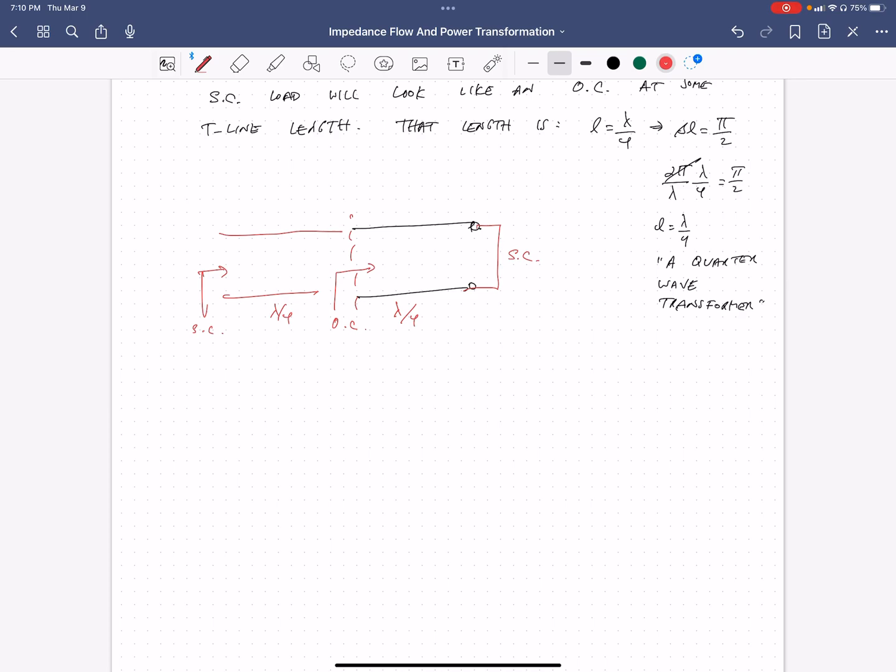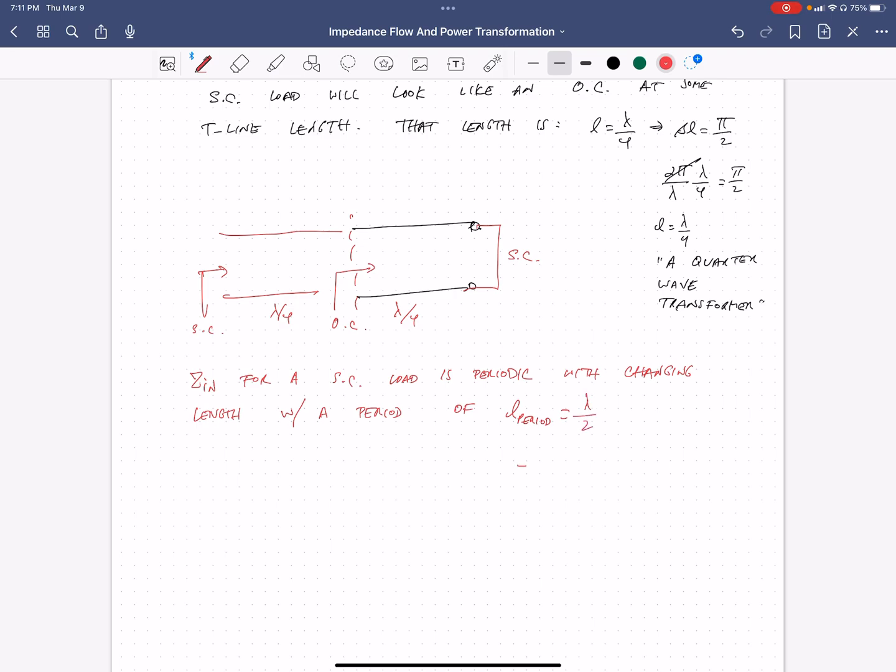So for a short circuit load, Zin is periodic with changing length, with a period of, if I call this L the length, lambda over 2.